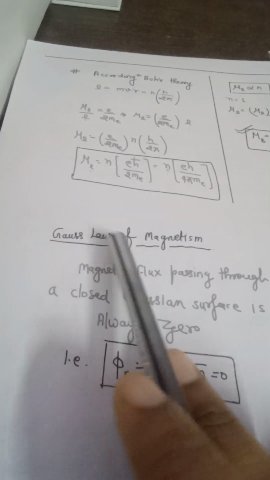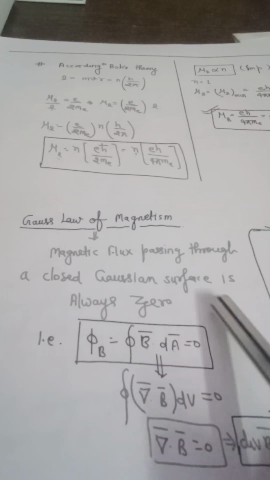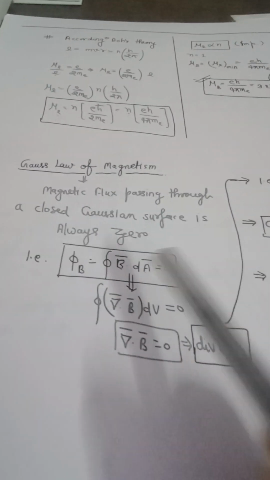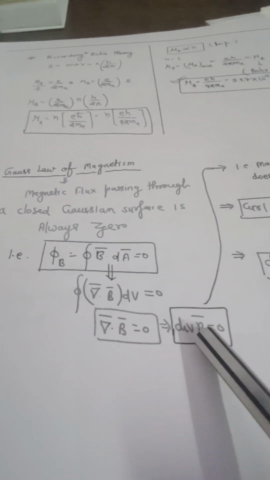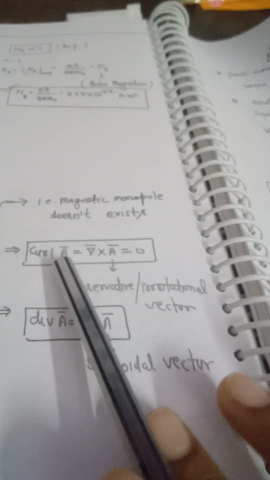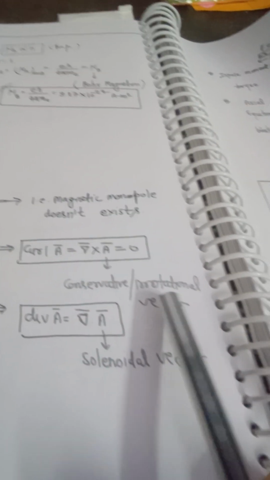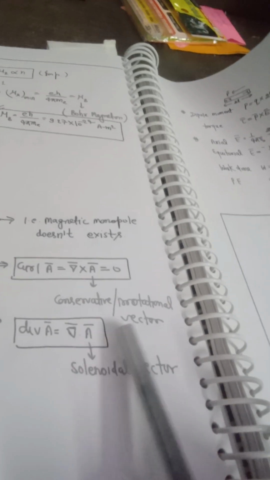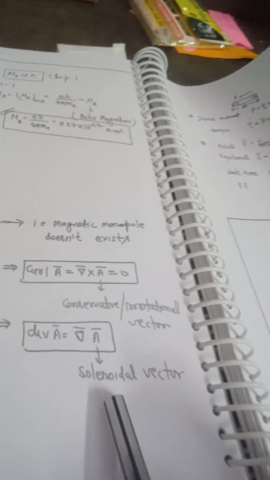Okay, Gauss law of magnetism. So magnetic flux passing through a closed Gaussian surface is always 0. So phi is equal to B dot dA. So del dot B is equal to 0, divergence B is equal to 0. And this means magnetic monopole does not exist. So curl A, del cross A, is equal to 0. That is a conservative and irrotational vector. So divergence A equal to 0 is a solenoidal vector.